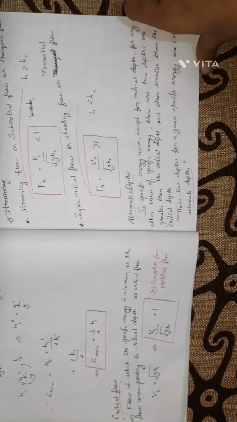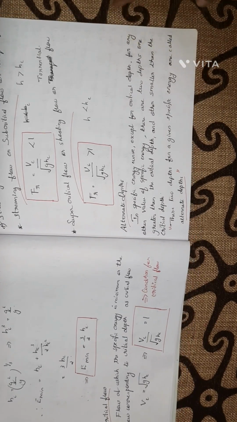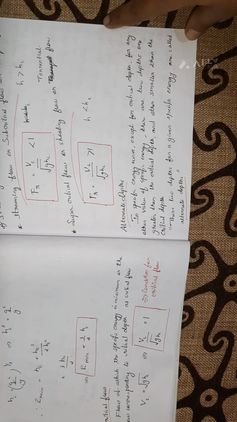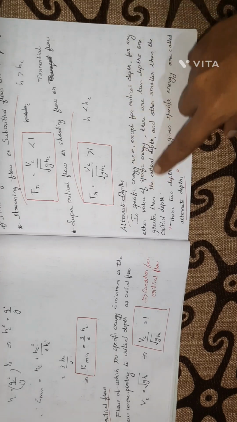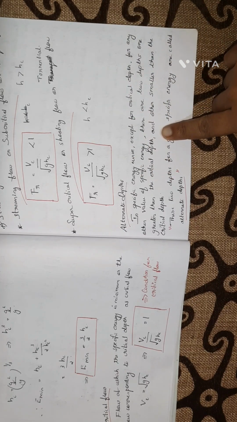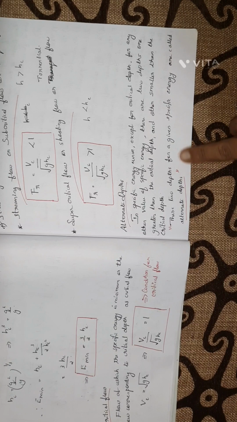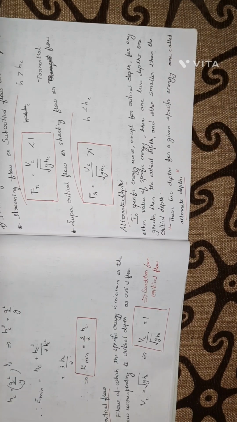And what are alternate depths? Now, in a specific energy curve, except for the critical depth, for any other value of specific energy, there are two depths: one greater than the critical depth and the other smaller than the critical depth. So these two depths for a given specific energy are called alternate depths.